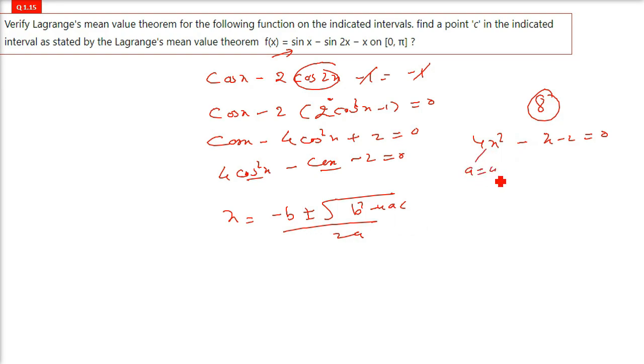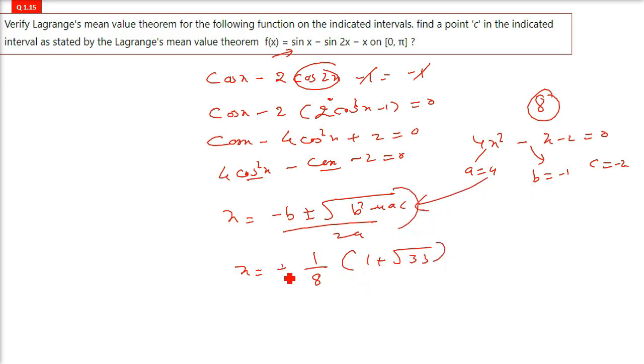And this is your a as 4, b as negative 1, c as negative 2. So x will be equal to, you have all the values, you can just put them here. I'll just go with the final solution which I can provide you: 1 by 8, 1 plus minus under root 33. This plus minus outside or plus minus inside will be the same.